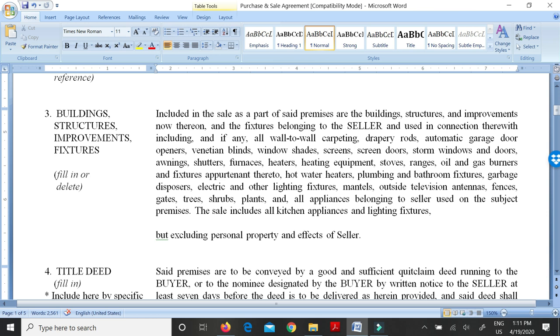Here we have the sale includes all kitchen appliances and lighting fixtures. Don't be surprised if you do the walkthrough and the refrigerator is gone. A refrigerator is not real estate, it's personal property, and therefore the only way to know that it's actually included is to make sure it's in the offer or it's included in this section, paragraph 3.